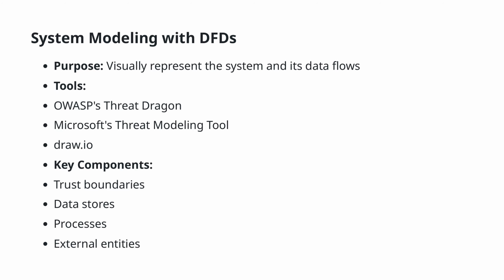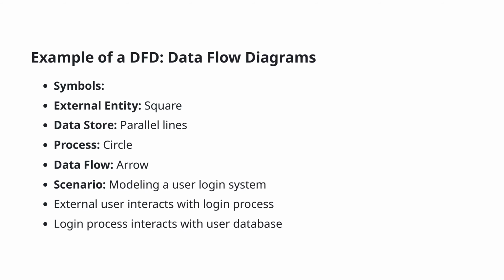your overall security posture. In this example of a data flow diagram, DFD, we use specific symbols to represent different components within a system. For instance, an external entity is depicted as a square, a data store as parallel lines, a process as a circle, and data flow as an arrow.